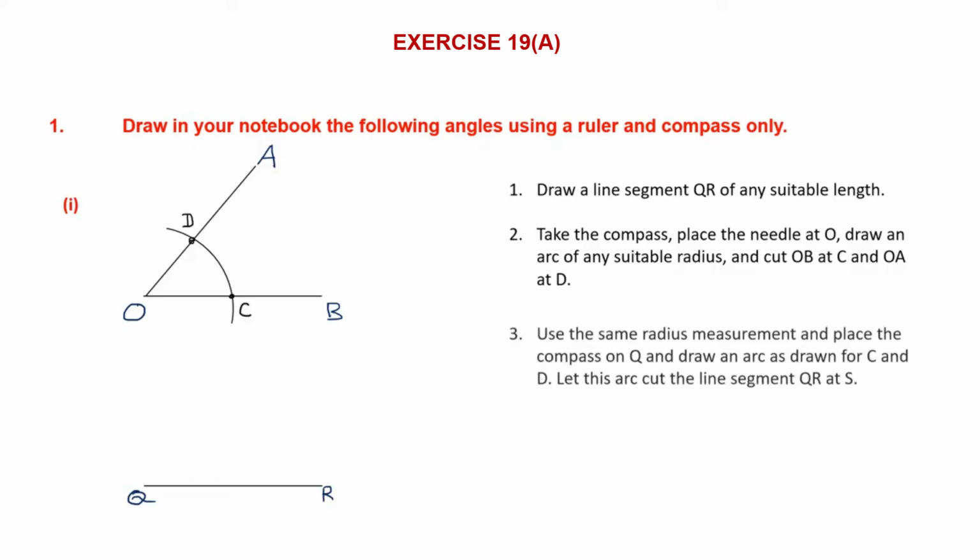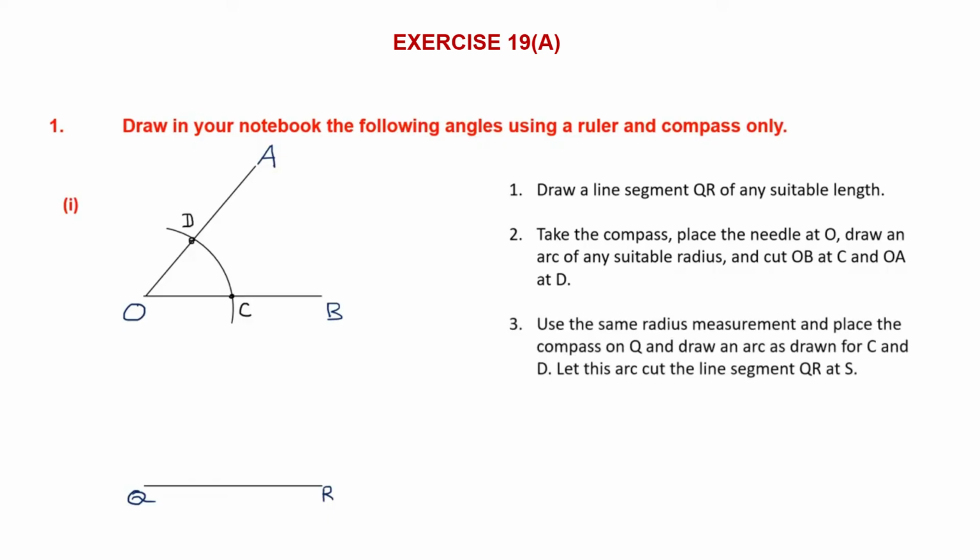Okay, now use that same radius measurement and place your compass on Q. This time place it on Q. Now don't change the measurement of the radius. Use that same radius and draw an arc just like the arc you drew for C and D. So draw one more arc by placing the needle of your compass on Q.